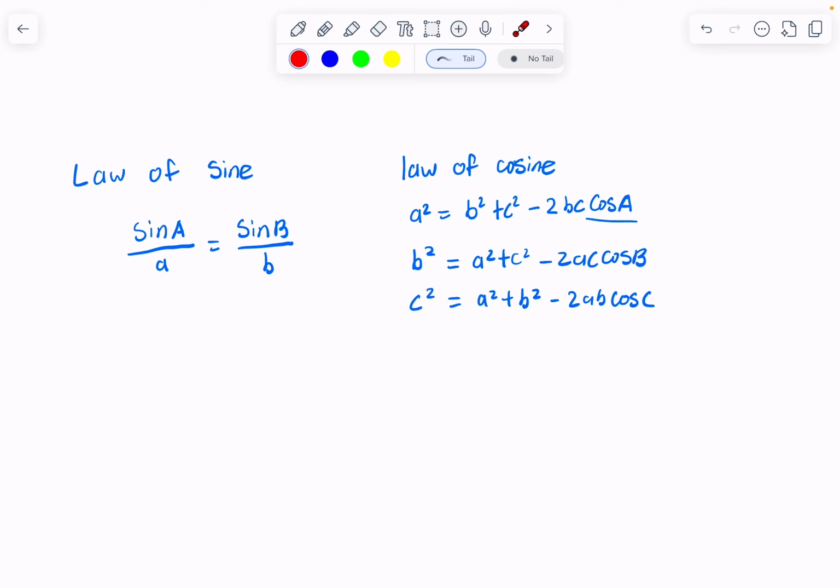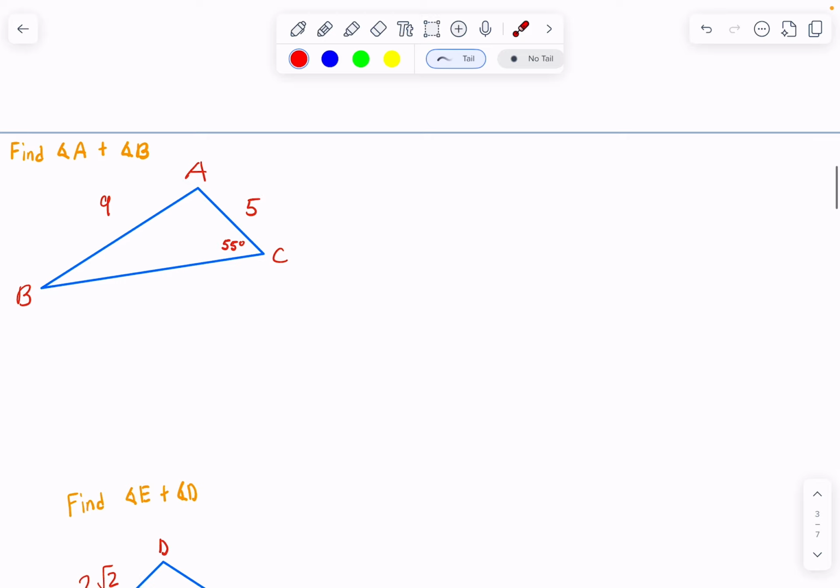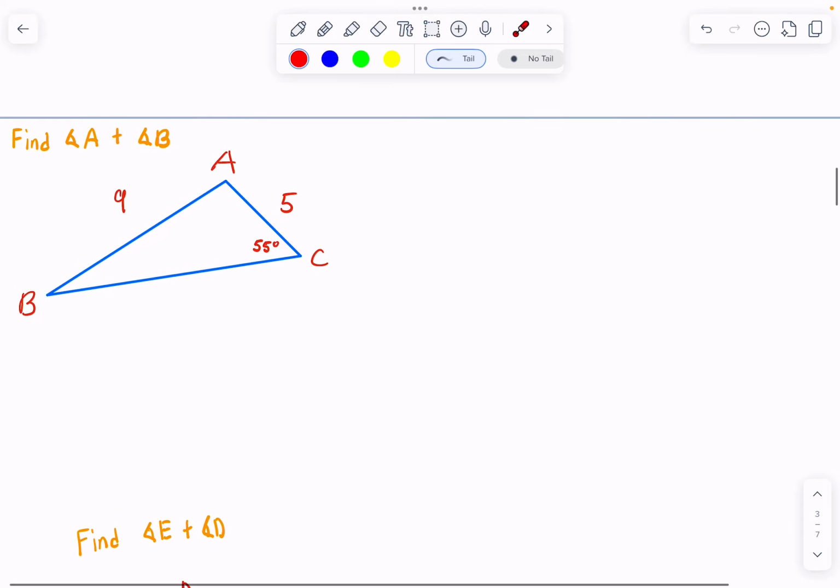It's just that the variables are switched, and it just helps you identify the angles and sides of the triangle easier. But you could honestly just stick to one. So I'll teach you. We're gonna start off with this triangle. We're gonna find angle A and angle B.